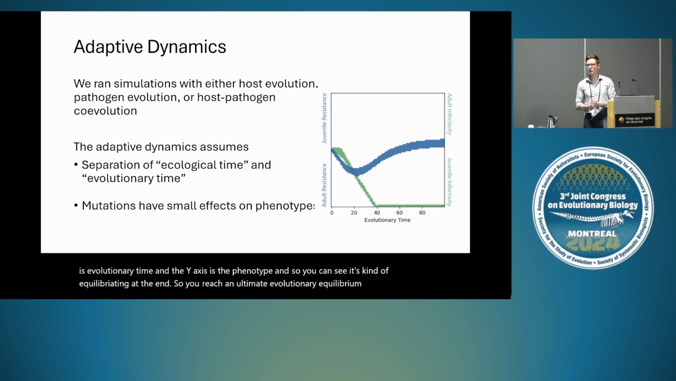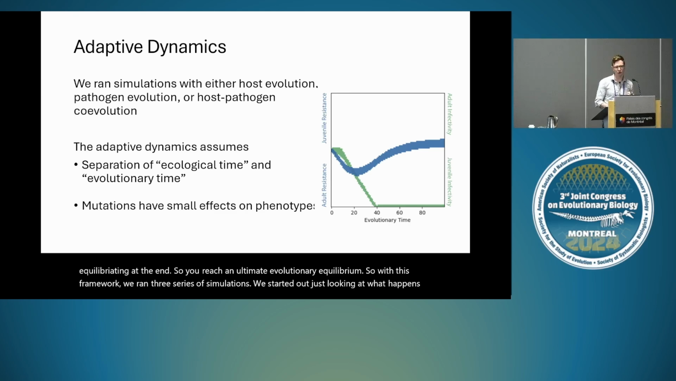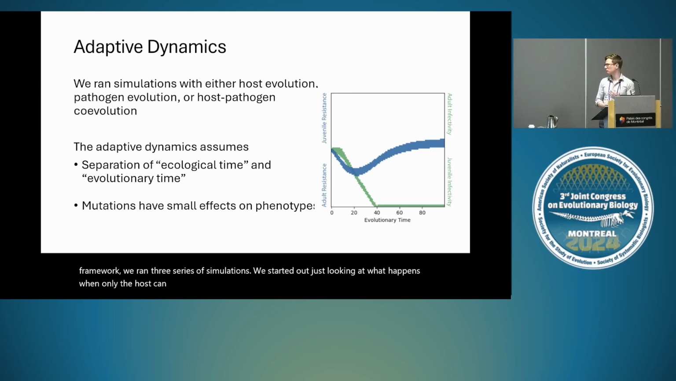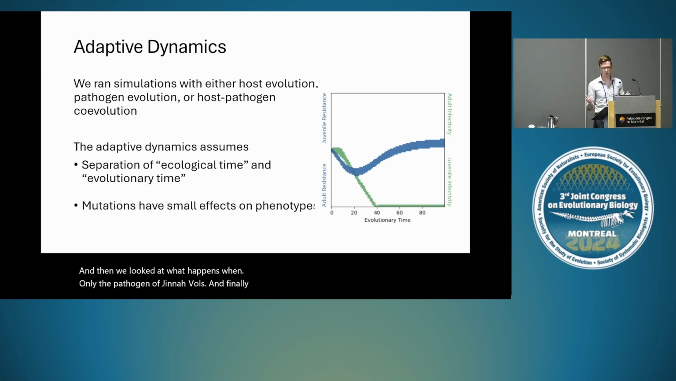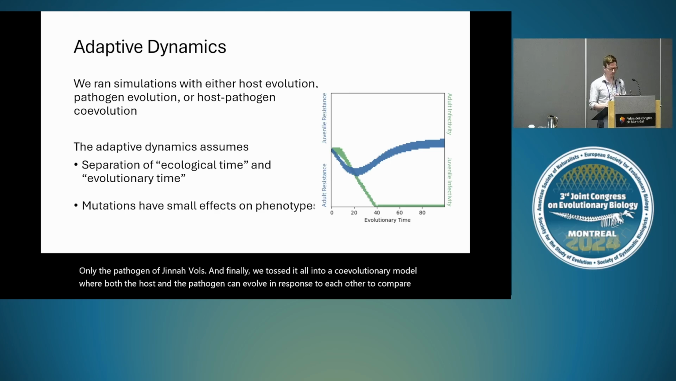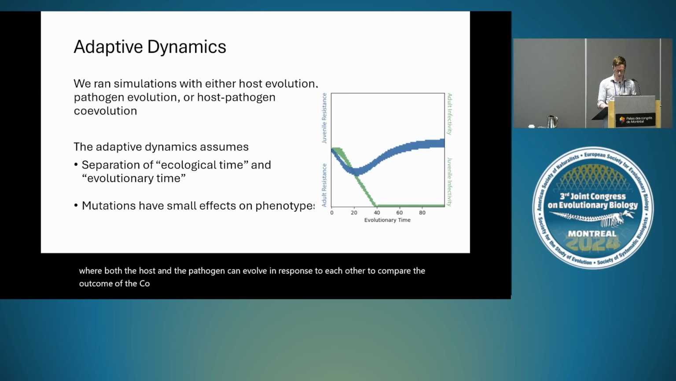With this framework, we ran 3 series of simulations. We started out just looking at what happens when only the host can evolve. Then we looked at what happens when only the pathogen evolves. And finally, we tossed it all into a coevolutionary model where both the host and the pathogen can evolve in response to each other, to compare the outcome of the coevolutionary models with our other models.